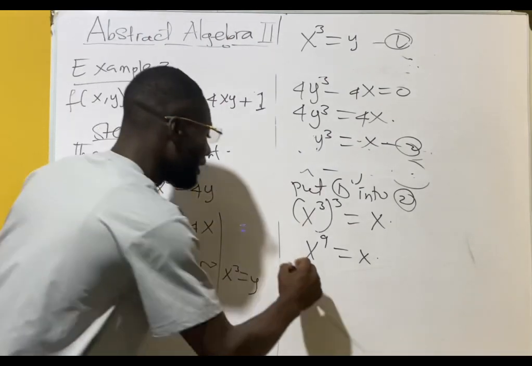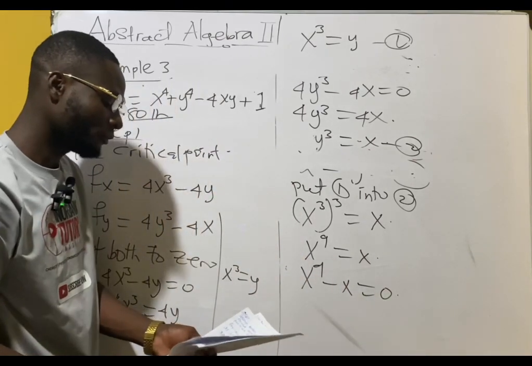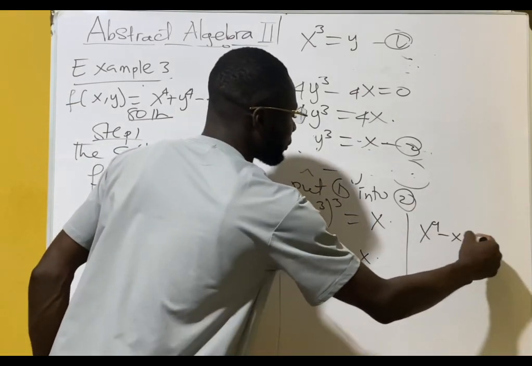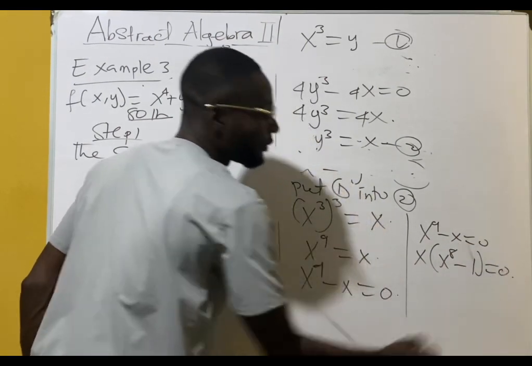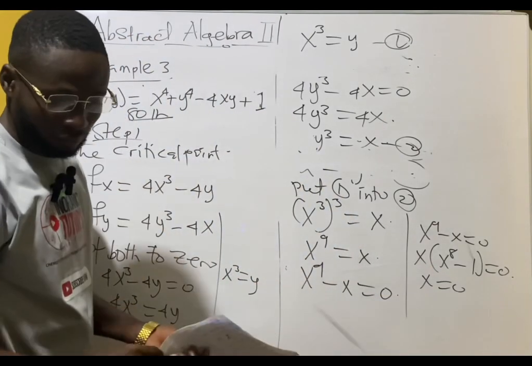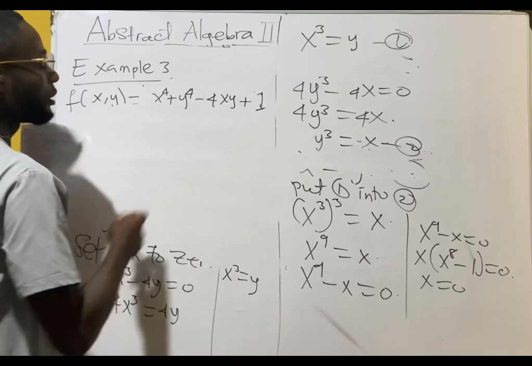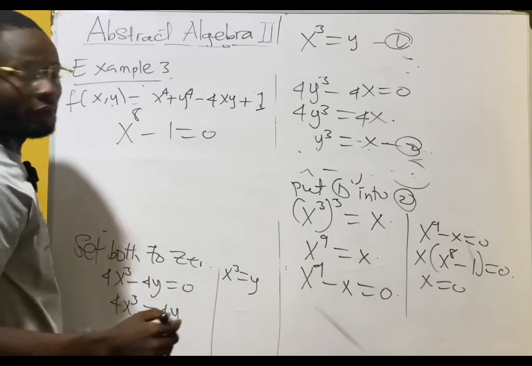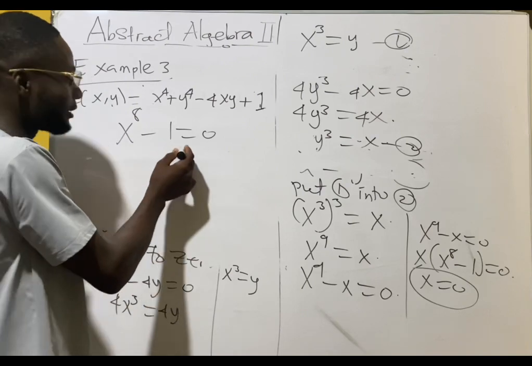Basically, we are going to have x to the 9 minus x equals 0. Right? So this, we are going to have x to the 9 minus x equals 0. We factor x out, we have x times x to the 8 minus 1 equals 0. Right? So we have either x equals 0 or x to the 8 minus 1 is equal to 0. So we have first value here for x equals 0, or x to the 8 minus 1 equals 0.